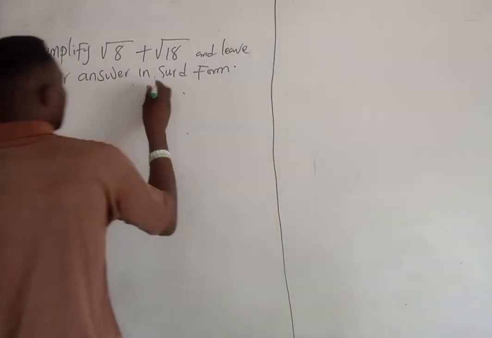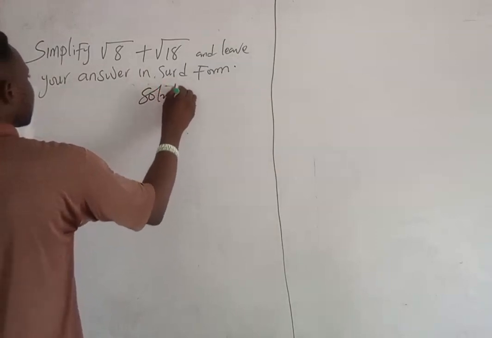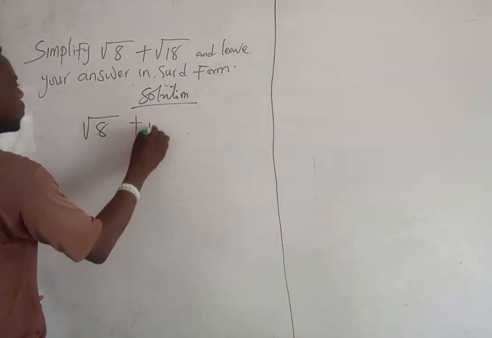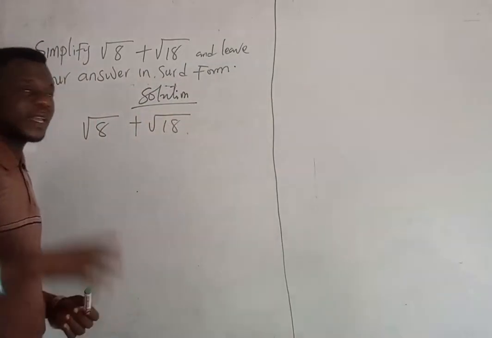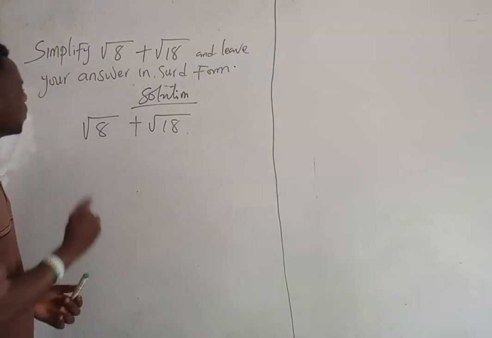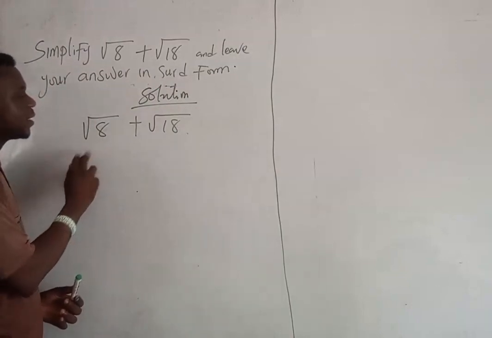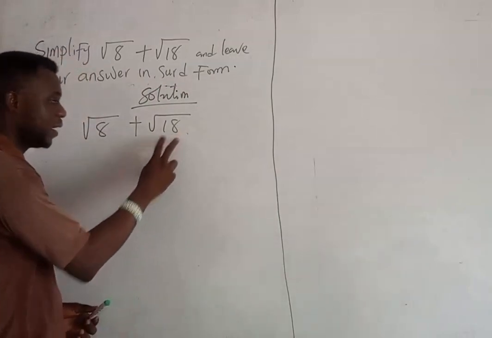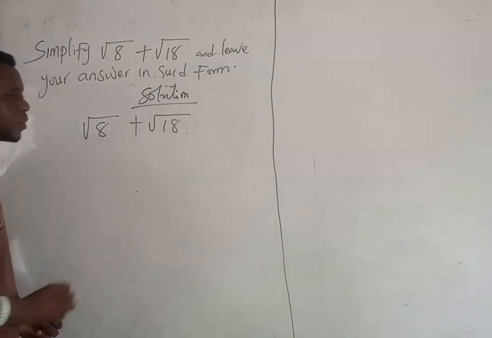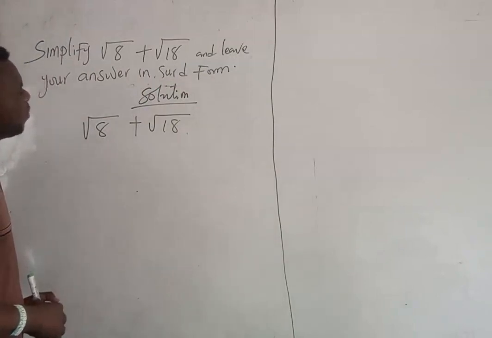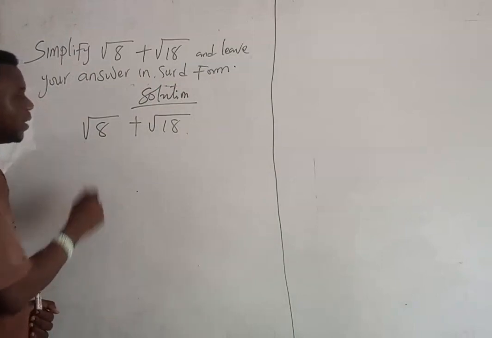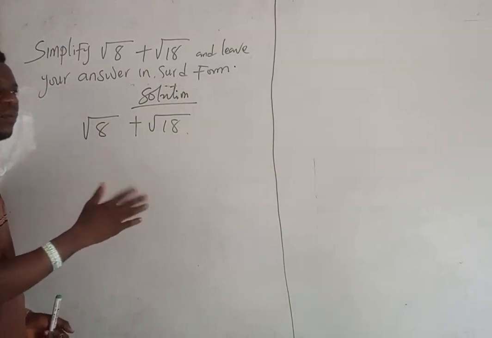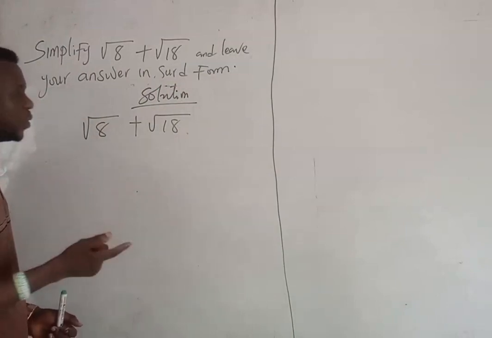So let's look at it. Solution. First, we have root 8 plus root 18. Just like I said, you look for a perfect square number that you multiply by a certain number that will give you 8, and then another perfect square number that you multiply by a certain number that will give you 18. Now, let's first consider this root 8. To get a perfect square number that will multiply by a certain number that will give you 8, the numbers are 4 and 2. That is, 4 is a perfect square number. When you multiply it by 2, it will give you 8.